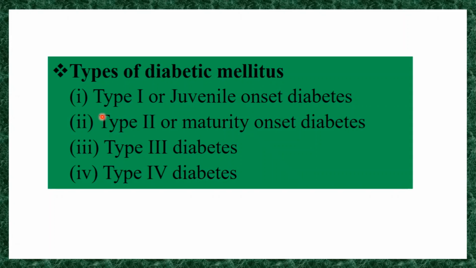So this form affects people over 40 years of age, and the symptoms develop slowly. This type of diabetes occurs in persons whose age is more than 40, and the symptoms develop slowly. Obesity is often a contributory factor. So obesity is the most important factor for causing maturity onset diabetes, or type 2 diabetes.